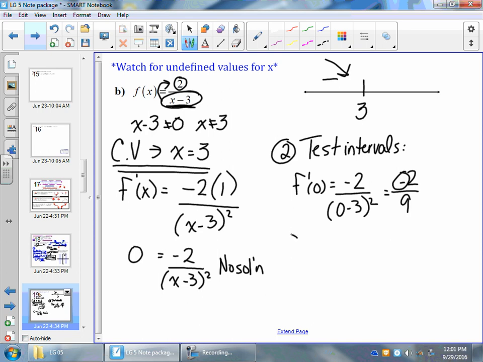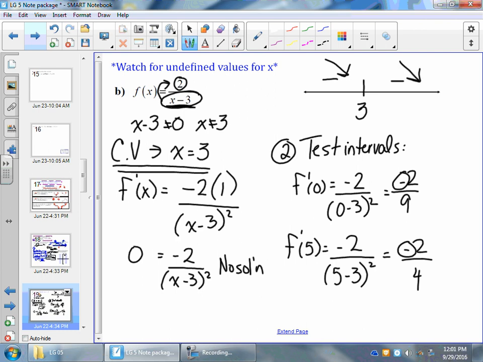Let's choose a number that's bigger than 3. 5 perhaps. 5 minus 3 squared, so that's going to be negative 2 over 4. Again, I don't care about 2 over 4. All I care about is that it's a negative. So looking at this, guys, right away, some of you might think, ooh, 3 must be an inflection because it's continuing to go down. However, x cannot be equal to 3.